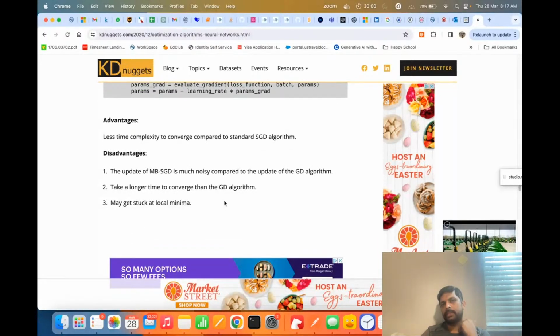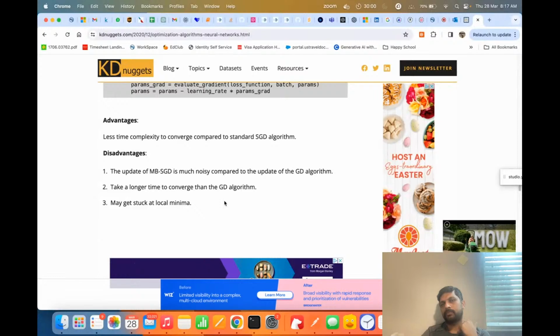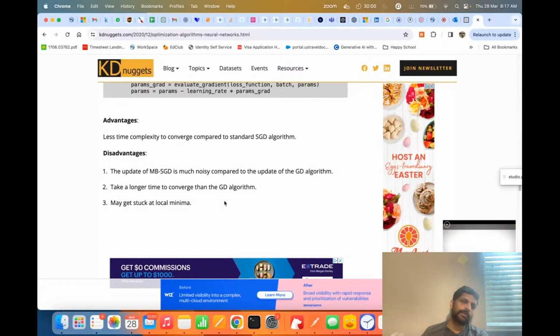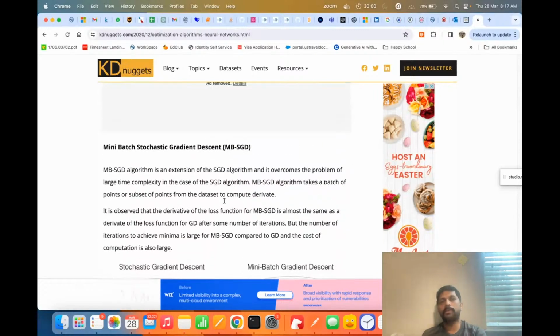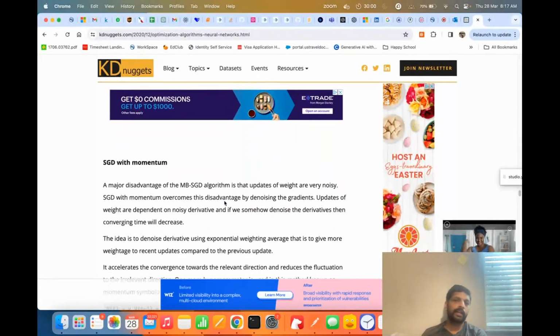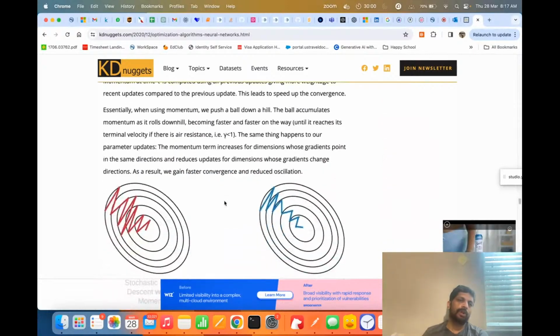Disadvantages here: the update of MBSGD is much noisier compared to the update of the GD algorithm. It takes a longer time to converge than the GD algorithm, right? It may get stuck at a local optimum. So the local optimum problem is still being carried across all the gradient descents. It is not being solved anywhere.